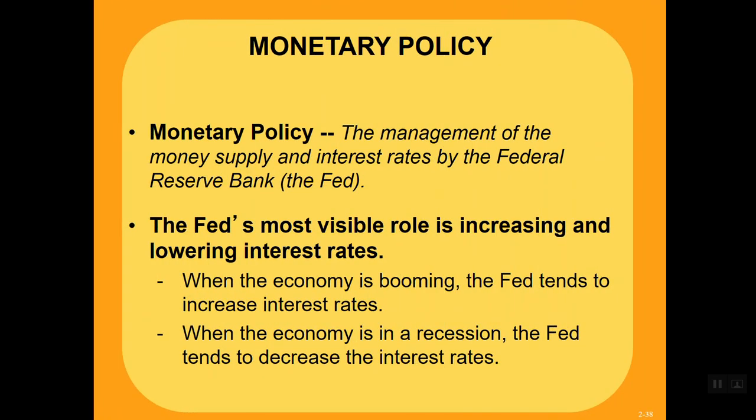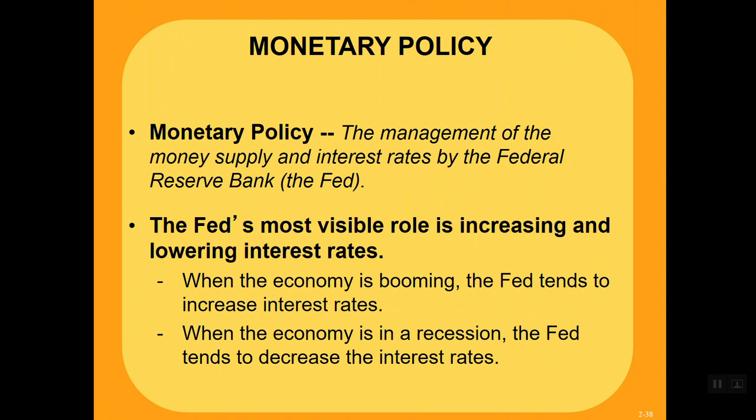Monetary policy is another way that the government can manage money supply and the economy. It's called monetary policy, and that's done by interest rates being impacted by the Federal Reserve Bank, or the Fed. The Fed's most visible role is increasing or lowering interest rates: when the economy is booming, they tend to increase interest rates. In other words, the economy is doing so well that the Fed can increase interest rates to lender banks, and those increased rates are passed on to the consumer.